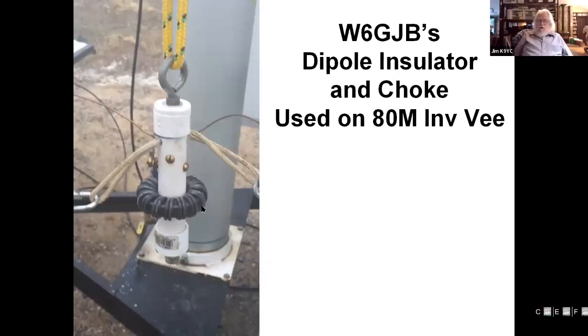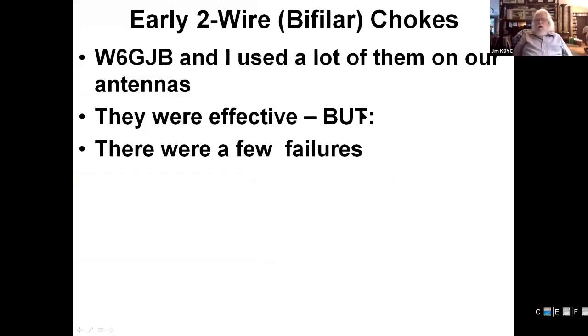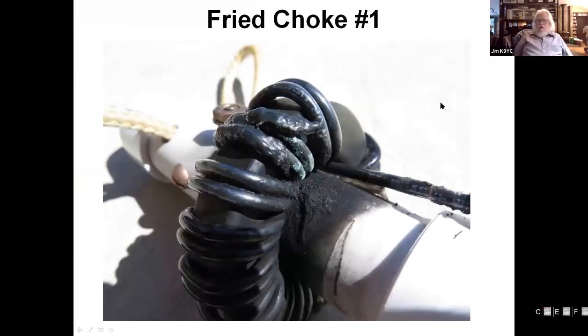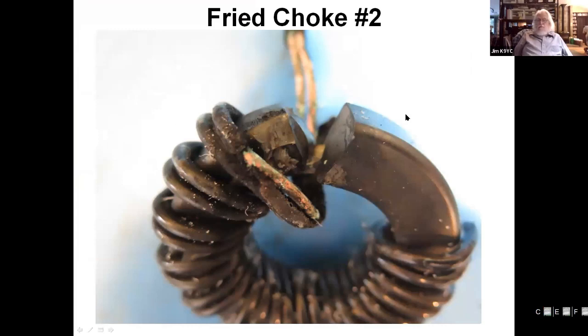Here's one of those early chokes on a center insulator that Glenn built. This is before the new round of chokes. Glenn and I used a lot of them on our antennas. They were very effective, but there were a few failures. This is one, and this is another one. These are the only two I'm aware of, the only two that I've seen or that people have reported to me, although K6XX, who built some chokes, said he had some failures as well.